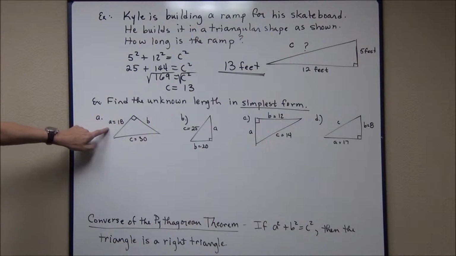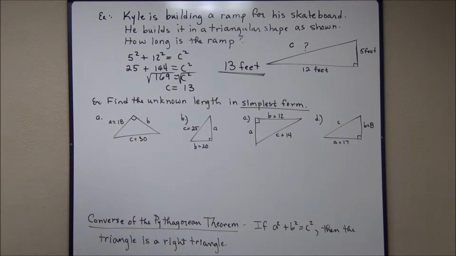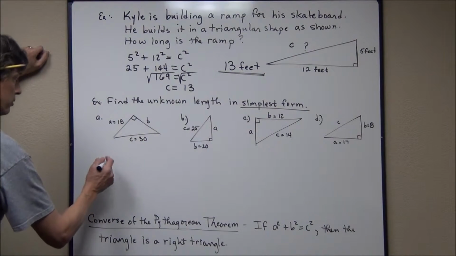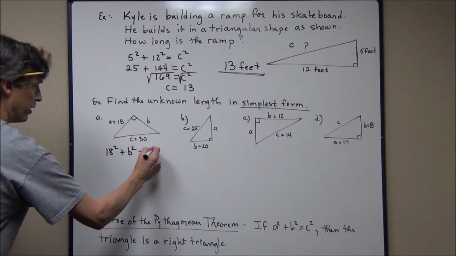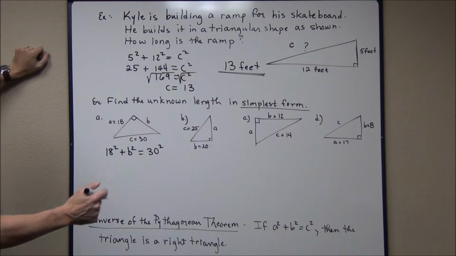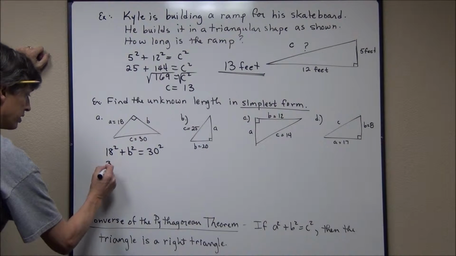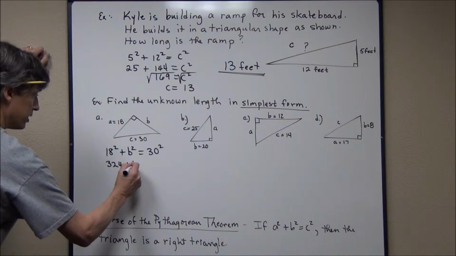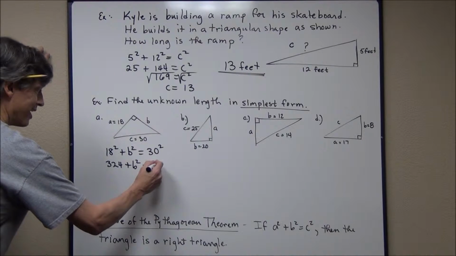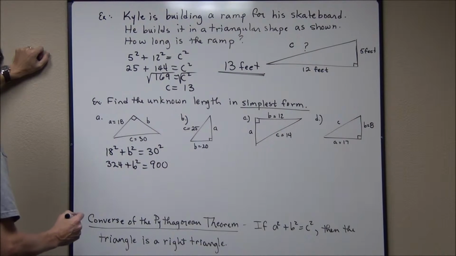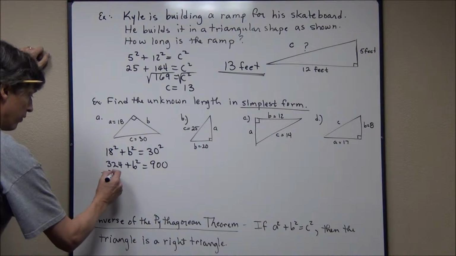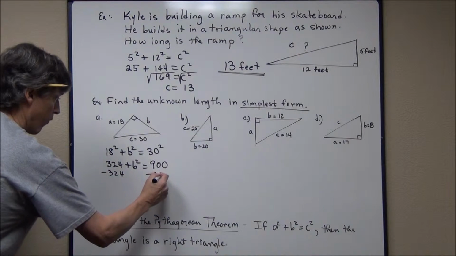In this case, I have A, I'm looking for B, and I have C, which again is the hypotenuse. So I know that 18 squared plus B squared equals 30 squared. Now I have to maybe grab my calculator for this. 18 times 18 is 324, plus B squared equals 30 times 30, which is 900. Now I'm going to subtract 324 from both sides. Now to do that, we've solved equations before.